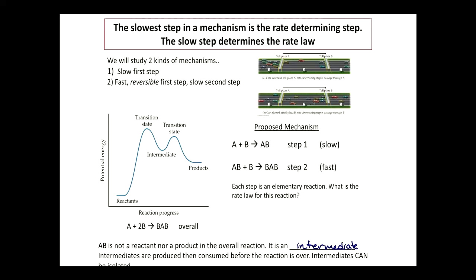So there are two types of mechanisms that we'll study. The first one is the easy one. It's when the first step is the slow step. That's a very easy mechanism to solve. Then the second one we'll look at, it's a little bit harder, but it's not that bad, is when the second step is the slow step. And we'll look at how to solve the rate law for one of those, okay?